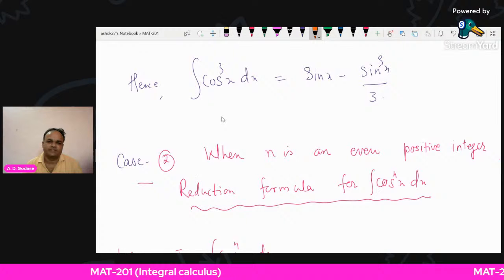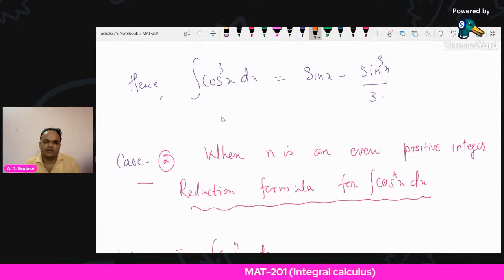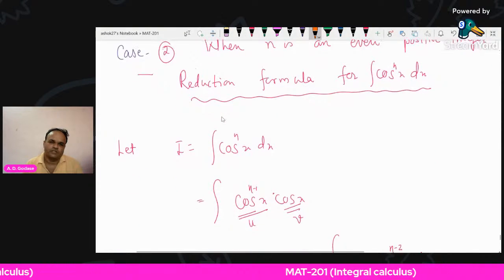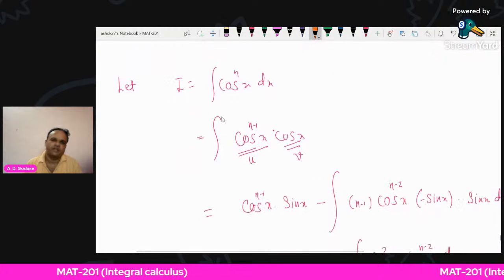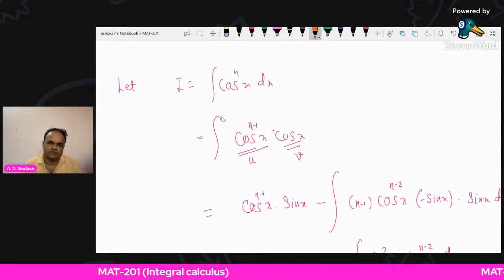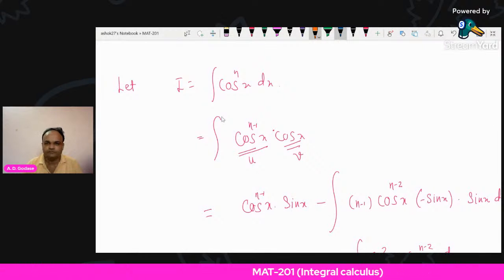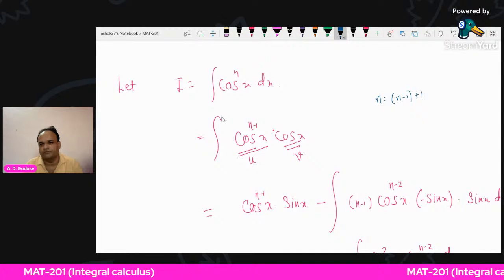What is the second case? The second case is when n is an even positive integer. In that case you have to use reduction formulas. First you have to derive the reduction formula for this integration of cos raised to n x dx. For that, let us suppose I equal to integration of cos raised to n x dx. You can split this power of cos, that is n, as n minus 1 plus 1.